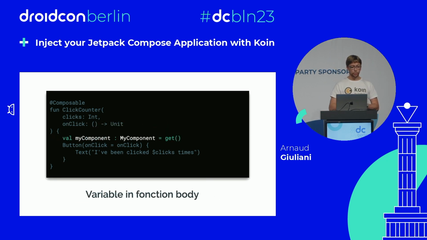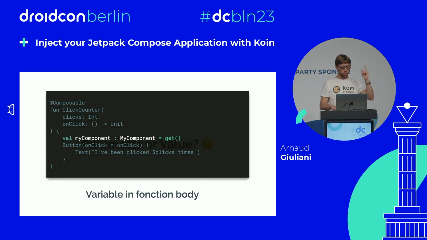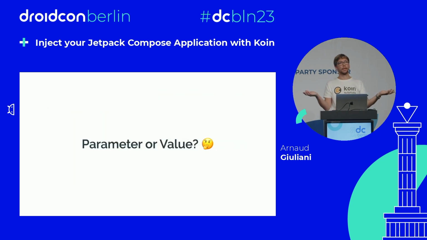The other way to do that is to have your value inside the body of your function. Either as a function parameter, or in your function body. And then it's a classical variable in here. And the good question, parameter or value, what do you use? What do you need here?